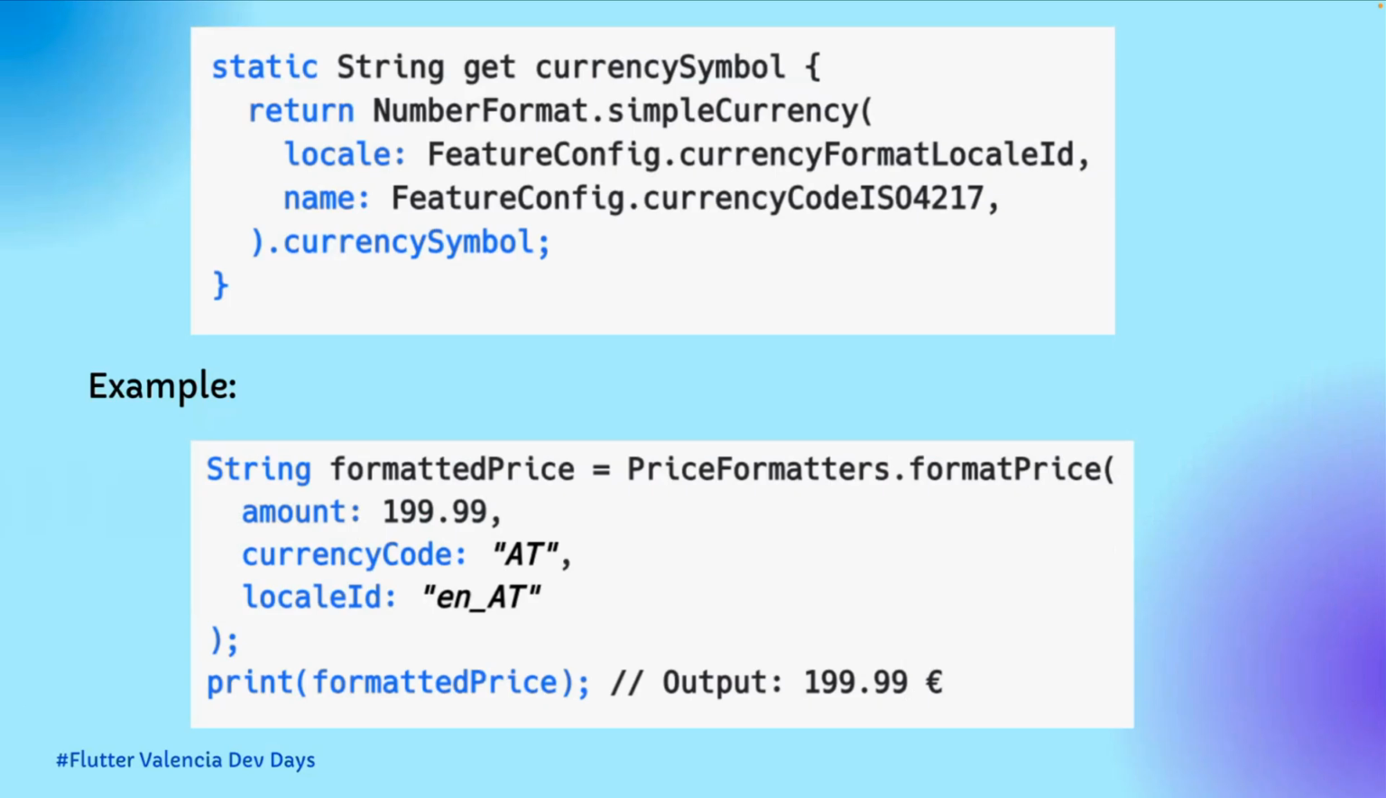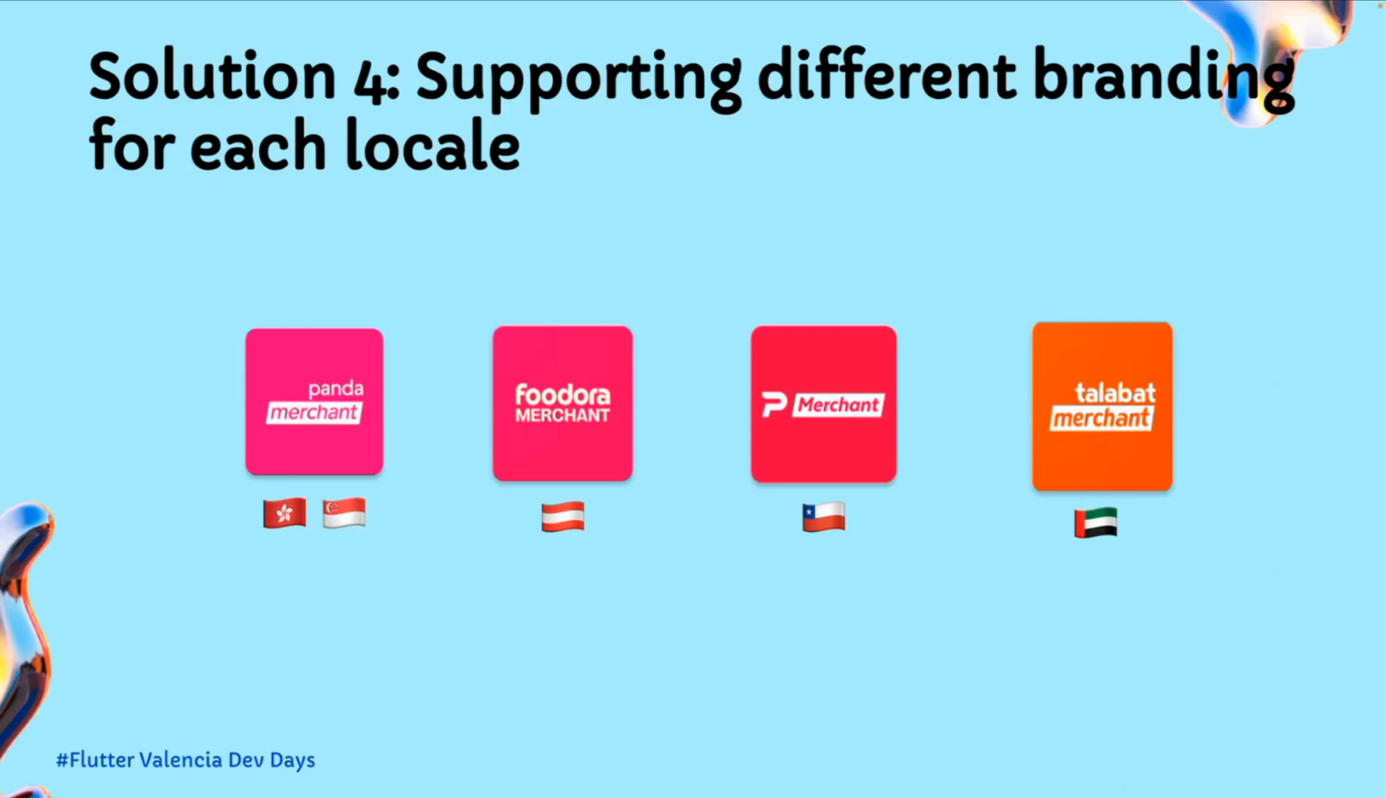Then, using the intl package from Flutter, we get the currency symbol for each entity. So this getter fetches the currency symbol depending on the selected locale. It pulls it from the locale, in this case the currency format locale ID, and the name with the currency code ISO 4217. So in this case, because we have the currency code AT and the locale en_AT, which is English for Austria, we are seeing the euro. This is the end of the third problem.